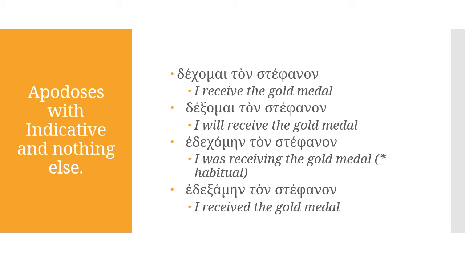So here we have dechomai, enestos chronos, dexomai, mellon chronos, edechomen, paratatikos, and edexamen, aoristos: present, future, imperfect, aorist. All these stand by themselves, they're relatively straightforward. You can understand each of these clauses without any extra information.